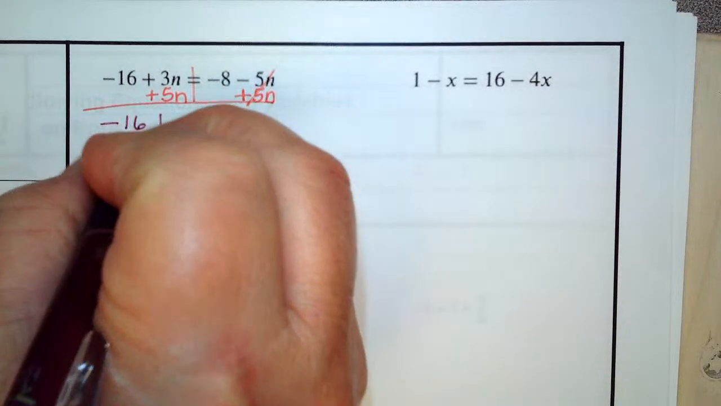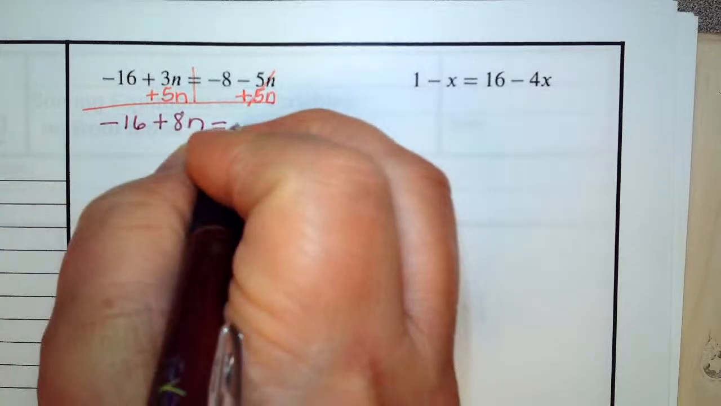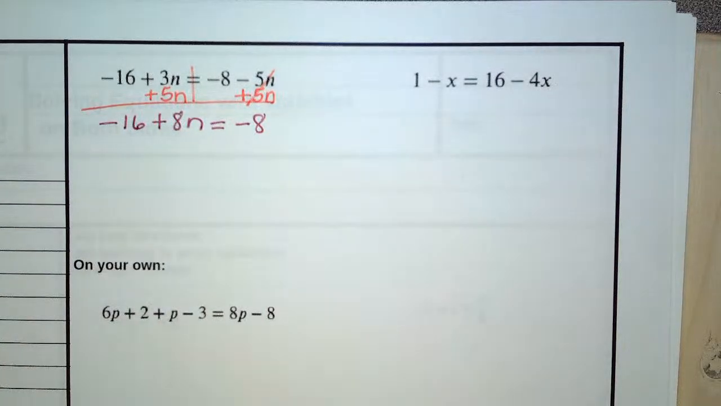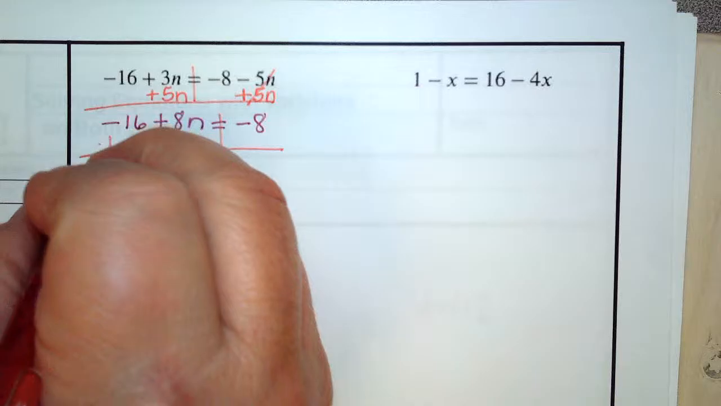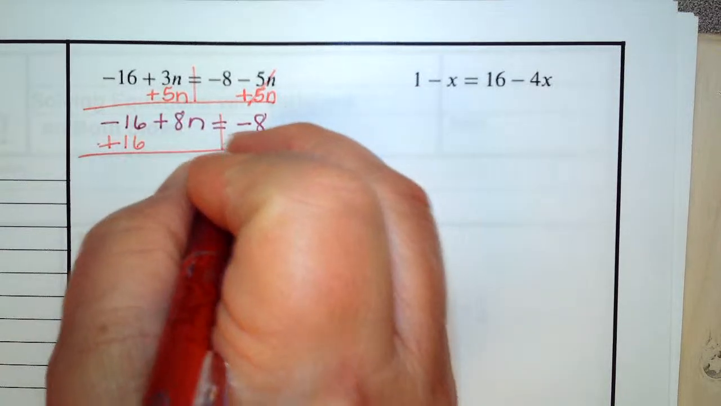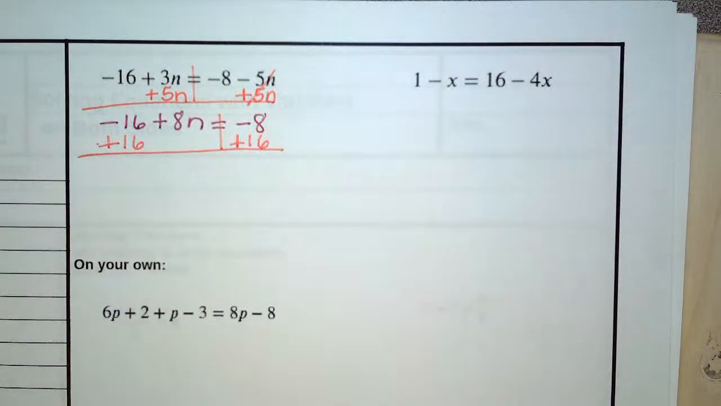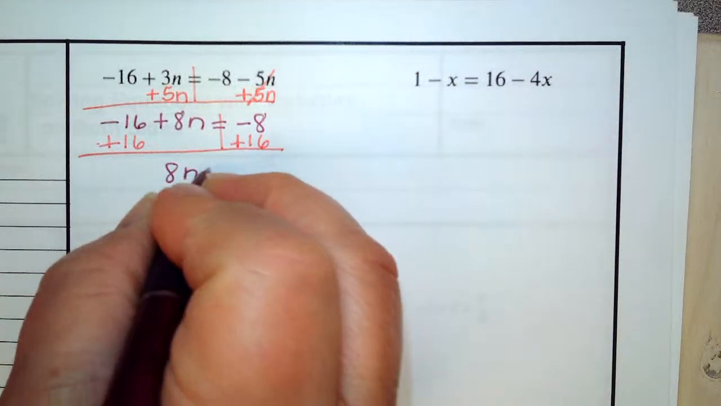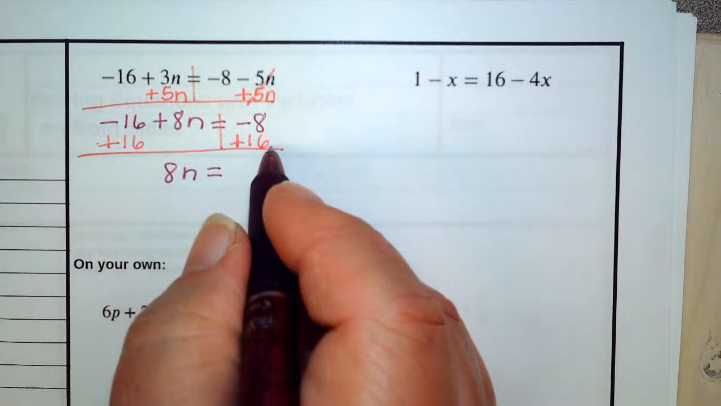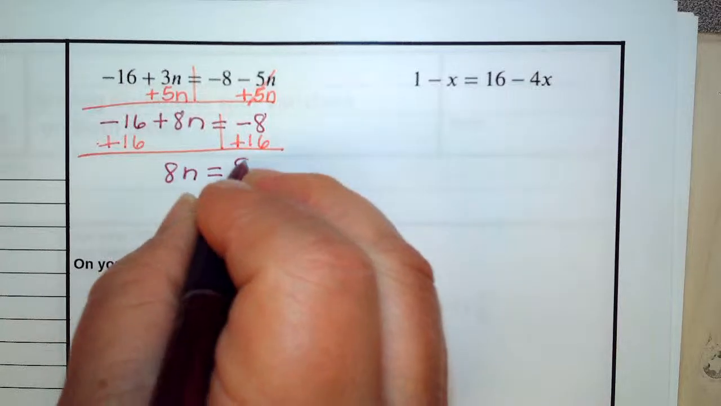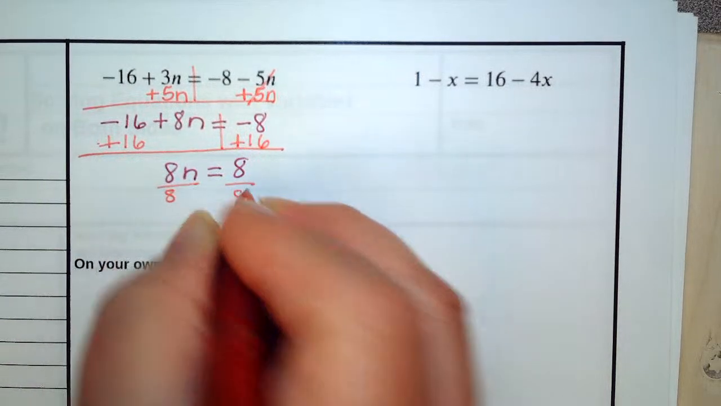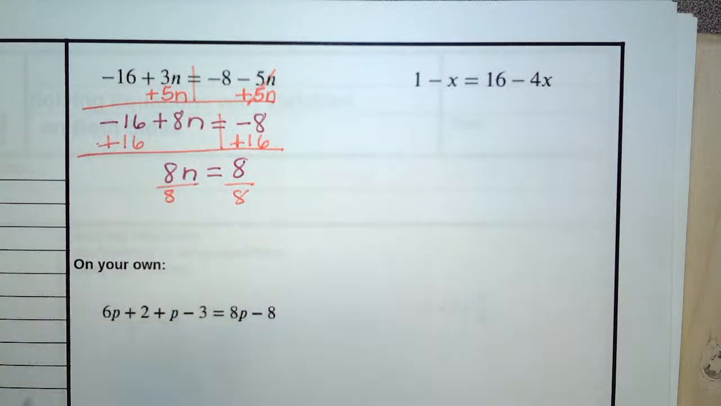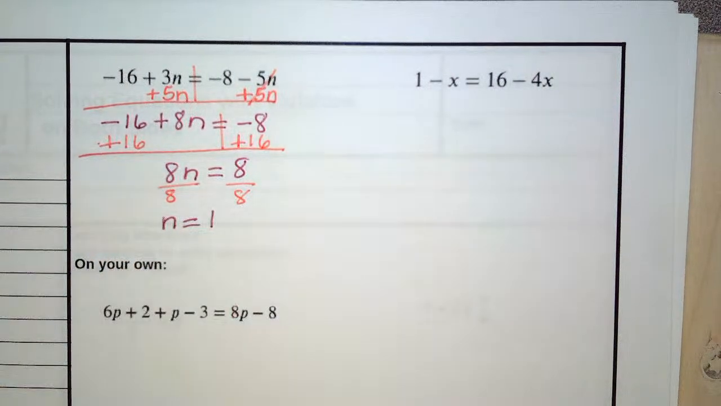Negative 16 plus 8n is equal to negative 8. Get my numbers to the same side. The opposite of negative 16 is positive 16, so I'm adding 16 to both sides. 8n is equal to negative 8 plus 16. 16 minus 8 is 8. Divide by 8 on both sides. N is equal to 1.